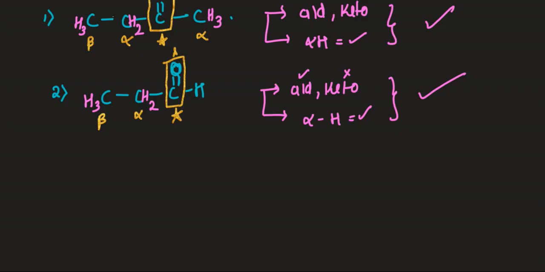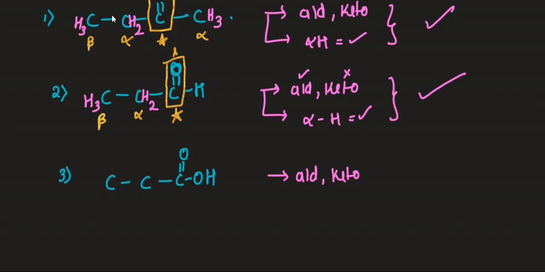Moving to the next one, the third example. In the third example, I'm going to take C double bond O, OH. Let us try to understand here. The first step is to check whether the given compound is an aldehyde or ketone.